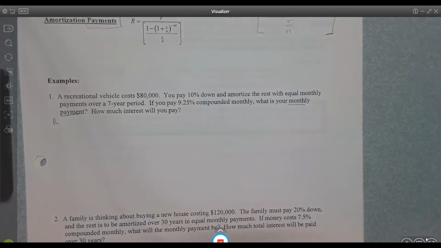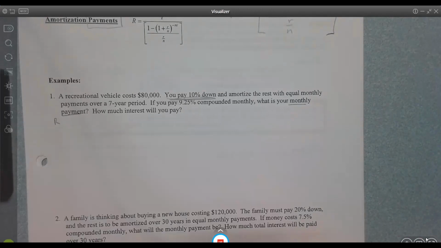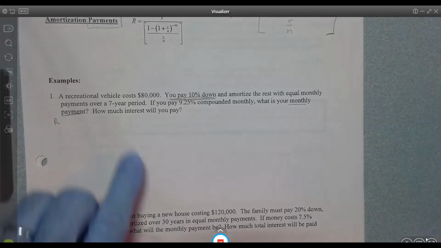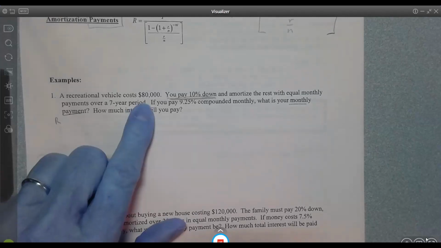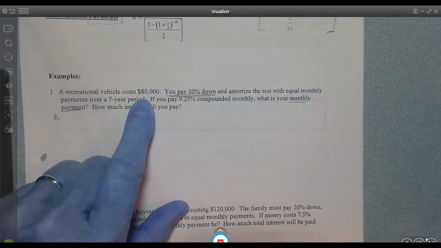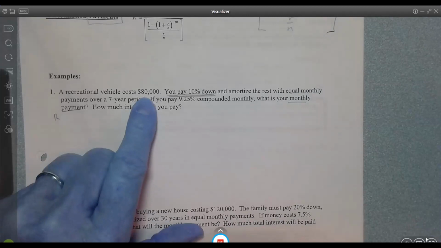Now, there's another situation in here, and you've got to understand this. That I just underlined. You pay 10% down. What does that mean? Take 10% of the loan you're taking out towards the bank. If the recreational vehicle costs $80,000, we're going to take 10% of that to see how much we're putting down, which means that's money I'm going to give them right now so that my loan will be less.